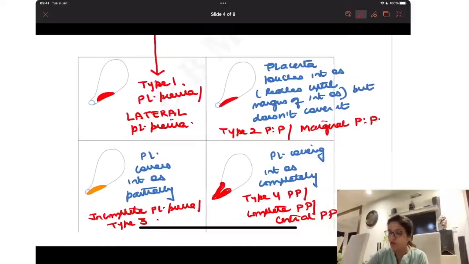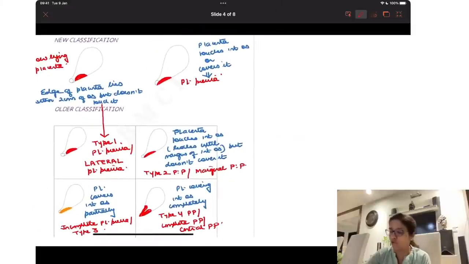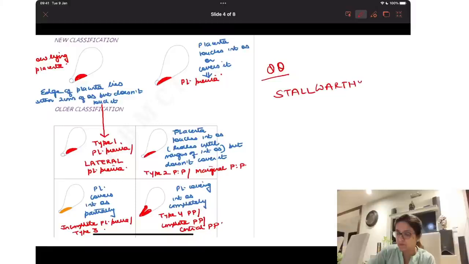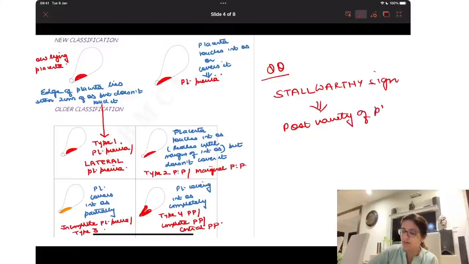Next, a very important one-liner which I want all of you to remember: these are not important points nowadays, इनकी कोई significance नहीं है, but अगर कोई पुराना question आ जाए, so you should know this. Stallworthy sign is seen in the posterior variety of placenta previa.